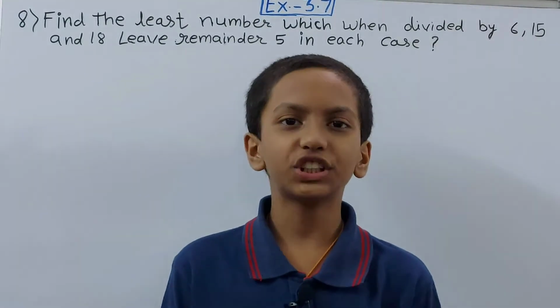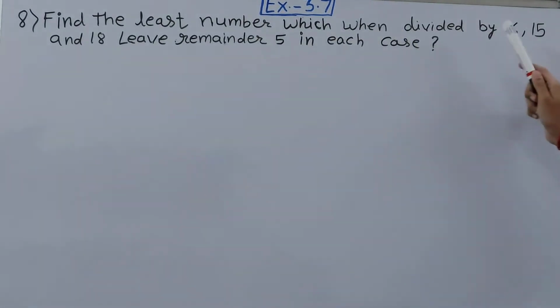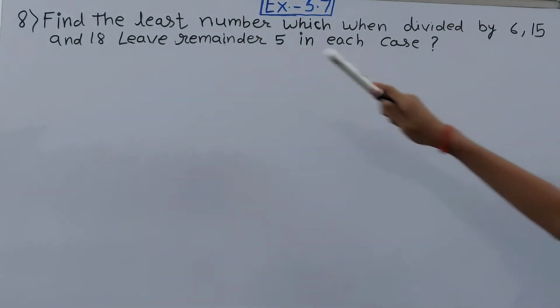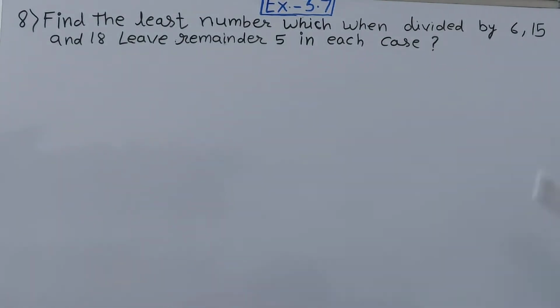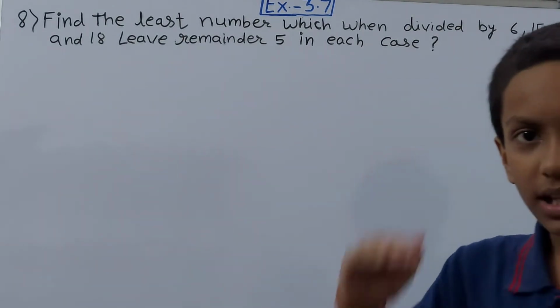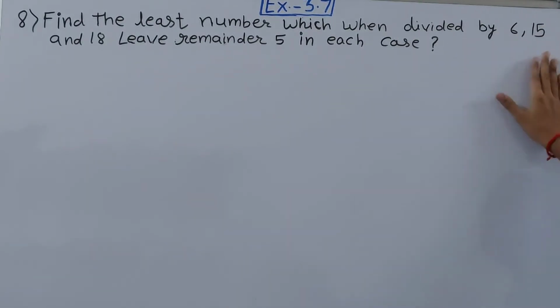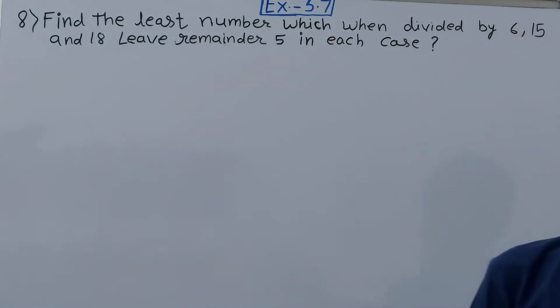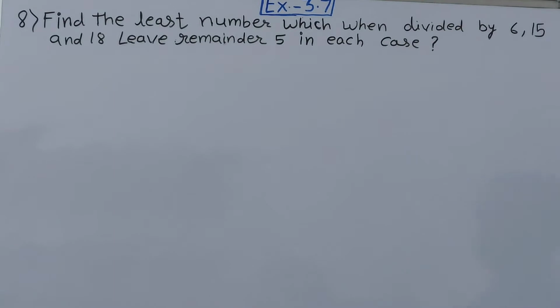So the next question says, find the least number which when divided by 6, 15 and 18 leaves remainder 5 in each case. So it is saying that we have to find the smallest number which when divided by 6, 15 and 18 always leaves remainder 5. Okay. So this is a very tricky question. It might trick you, but it is very simple and easy.